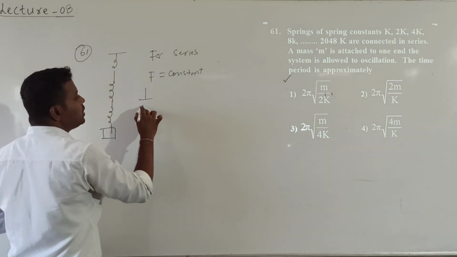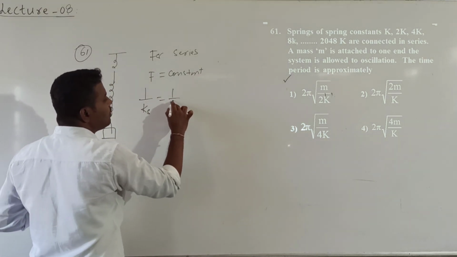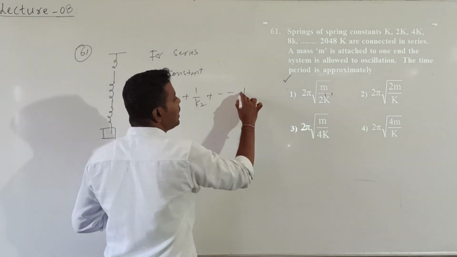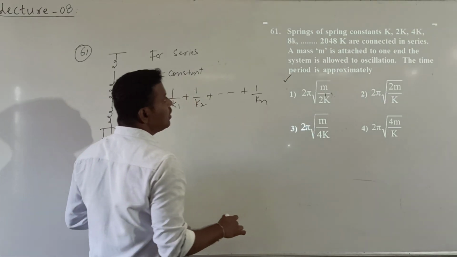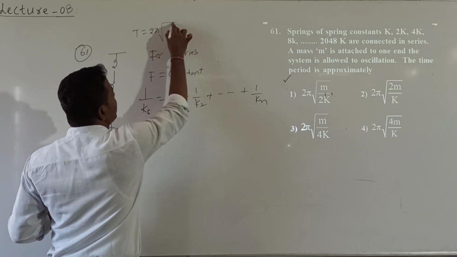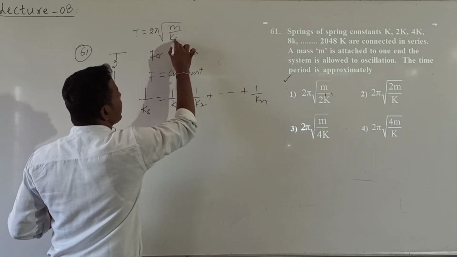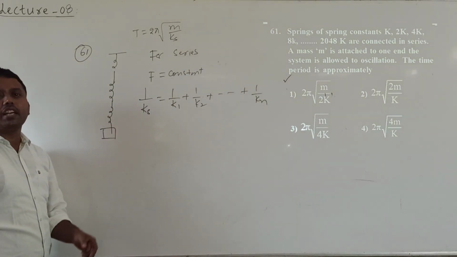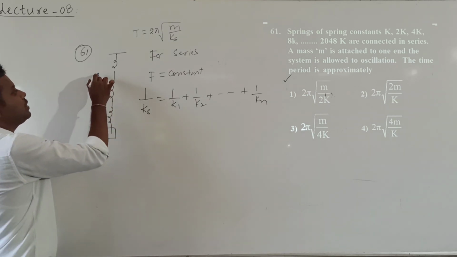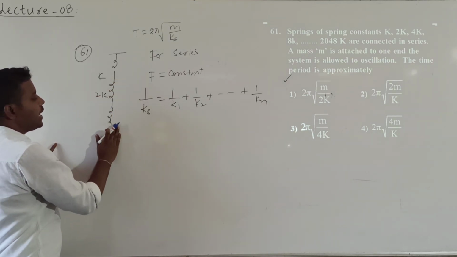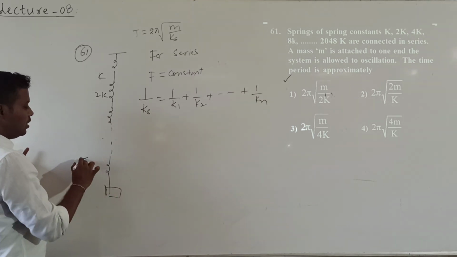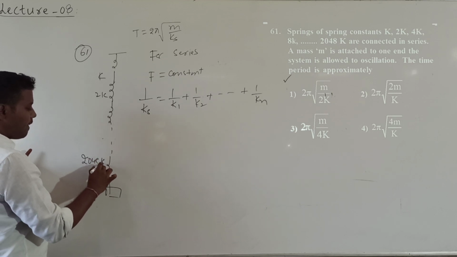In series combination, 1 by Ks is equal to 1 by K1 plus 1 by K2 plus 1 by K3 and so on. Whenever springs are connected in series, the time period formula is 2 pi into root over m divided by Ks. This is the formula for Ks. Now the question gives spring constants of K, 2K, 3K and so on. What is the last one? The last one is 2048K.